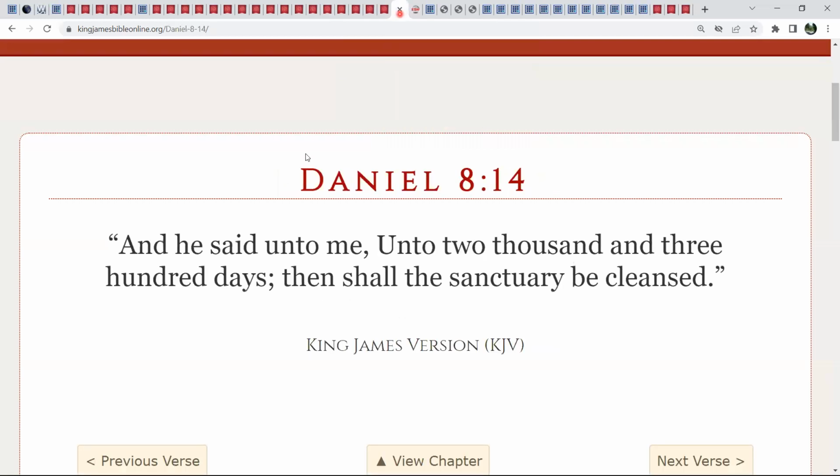Which brings us to the wonderful prophecy of Daniel chapter 8 verse 14. And he said unto me, unto 2,300 days, then shall the sanctuary be cleansed.